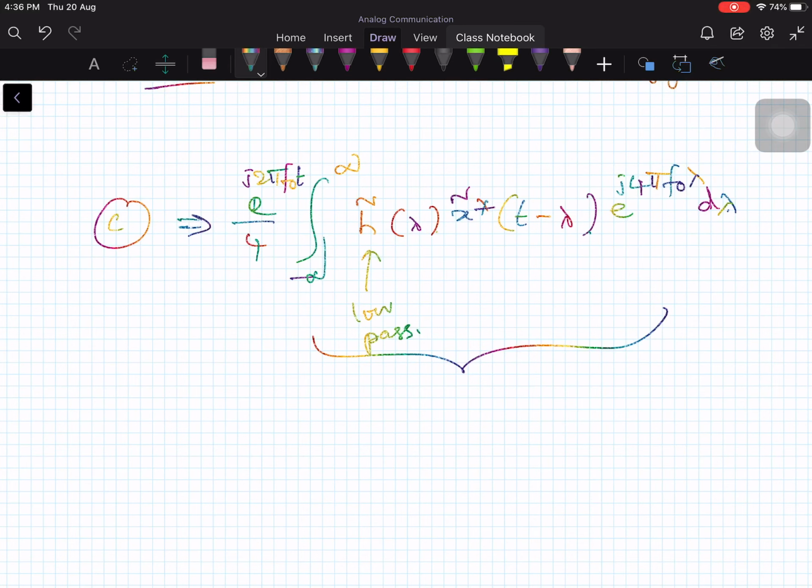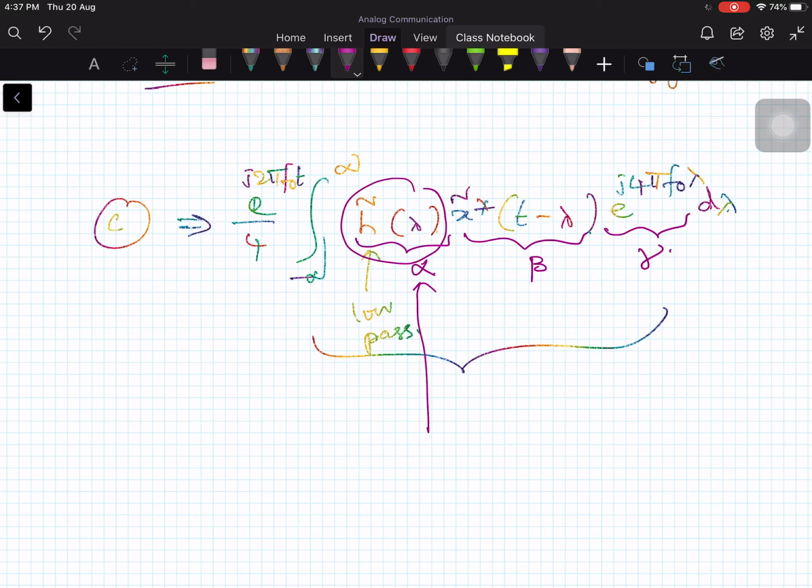Let me use some other color. You take this term and this term and this term. There are three terms. Let me call this alpha and this beta and this gamma. Now look at this alpha term, h tilde of lambda. Look at this part, h tilde of lambda, the alpha part, and concentrate on the gamma part.